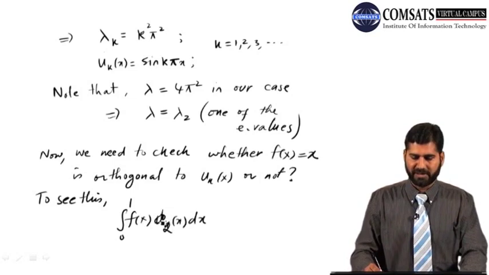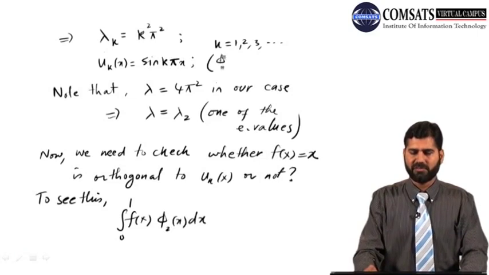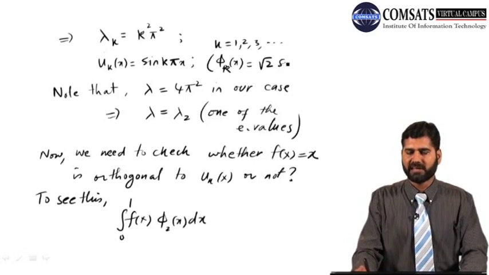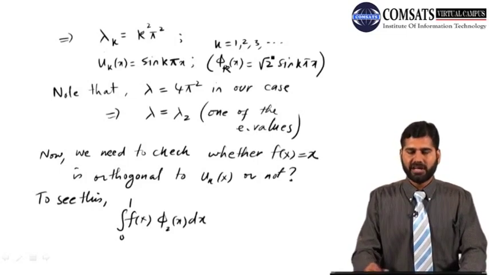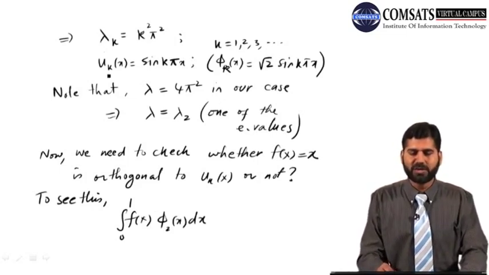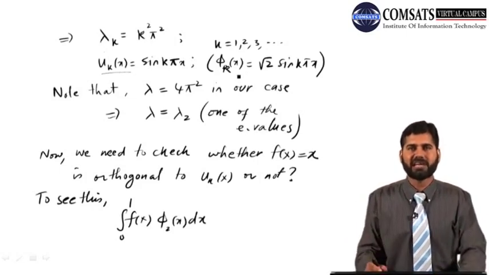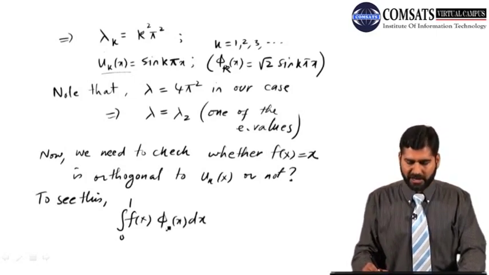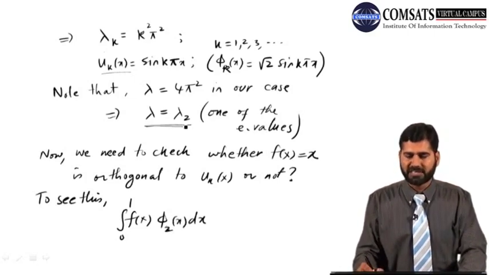Or instead, I guess, φ_2(x). And we know what φ_2 is. If I want to write the orthonormal eigenfunctions, we obtained that as well. This is √2 sin(kπx). We already know that. It doesn't matter, it's just a constant. If your function is orthogonal to u_k, it will automatically be orthogonal to φ_k as well. Normalization does not change orthogonality. So it doesn't matter if you write u_2 or φ_2. Why am I writing φ_2(x) here? Because it was equal to λ_2. So I need to check whether the function is orthogonal to u_2(x) or not.